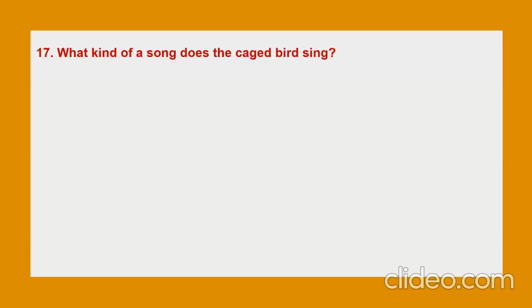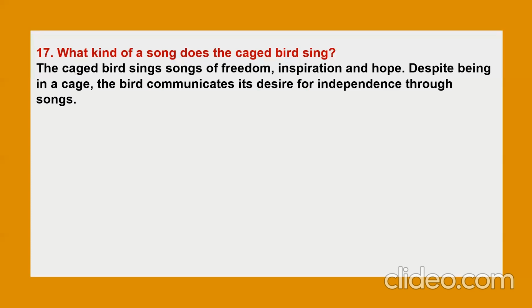What kind of a song does the caged bird sing? The caged bird sings the songs of freedom, inspiration, and hope. Despite being in a cage, the bird communicates its desire for independence through the songs.